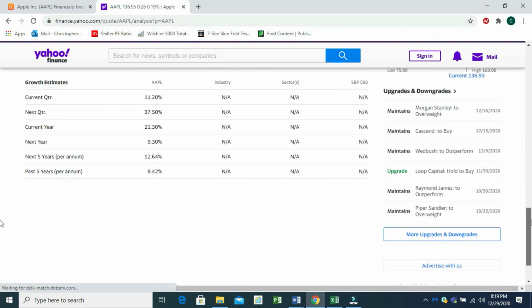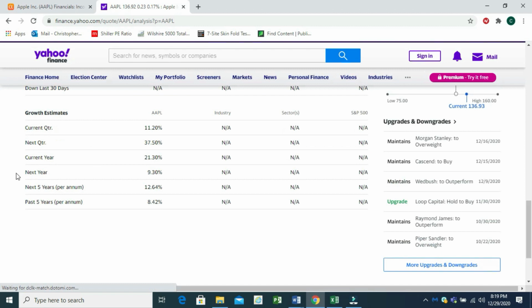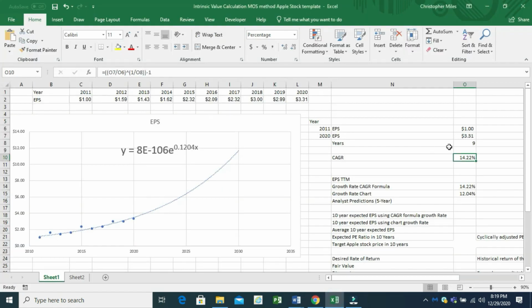So I'm just going to scroll down here. Growth estimates, looking at the next 5 years, 12.64%. So coming back here, looking at that growth rate in comparison to the two that we've already calculated, that actually looks pretty in line with what we're thinking. So yeah, that's excellent. So we've got three growth rates.